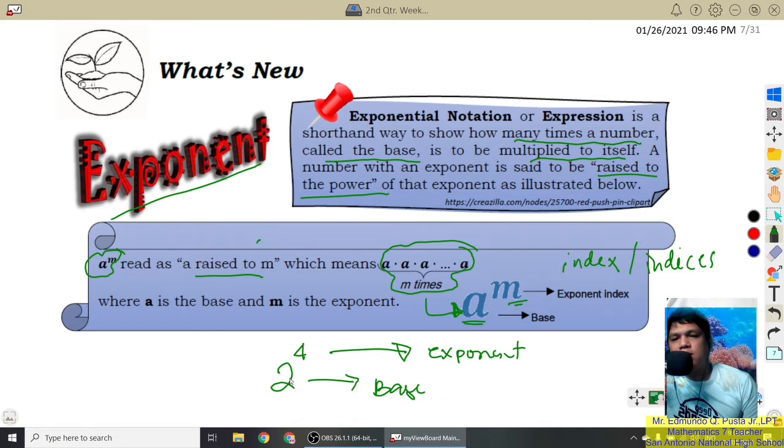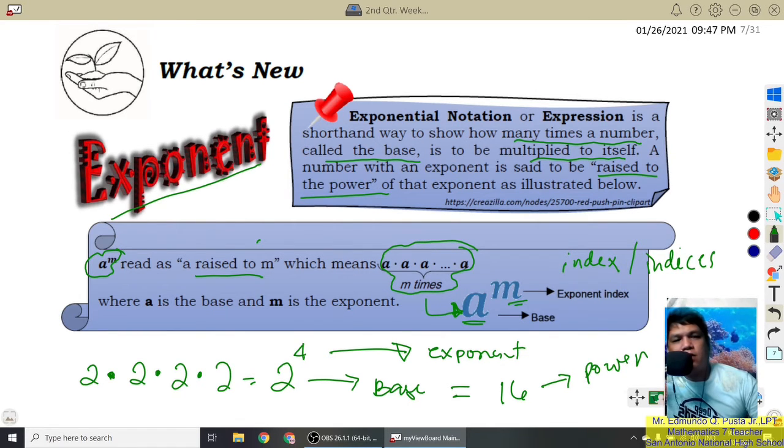This symbol signifies that you're going to multiply 2 by itself 4 times. The answer: 2 times 2 times 2. 2 times 2 is 4. 4 times 2 is 8. 8 times 2 is 16. We call this one a power.